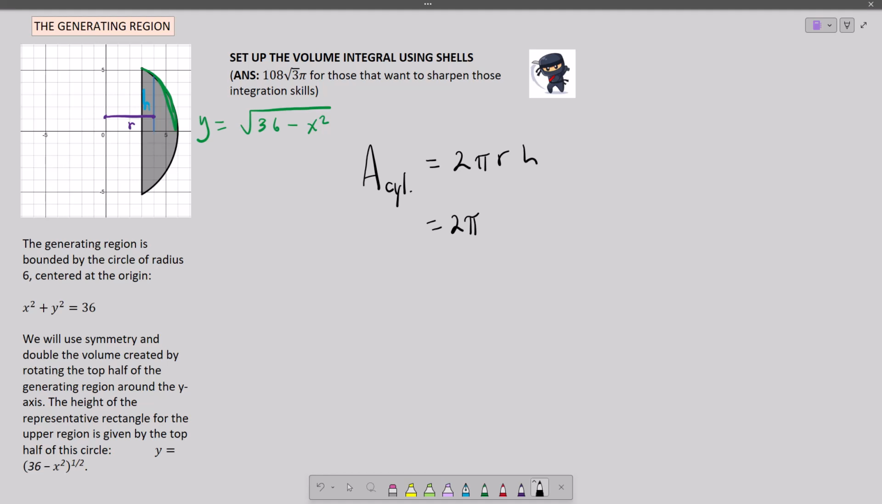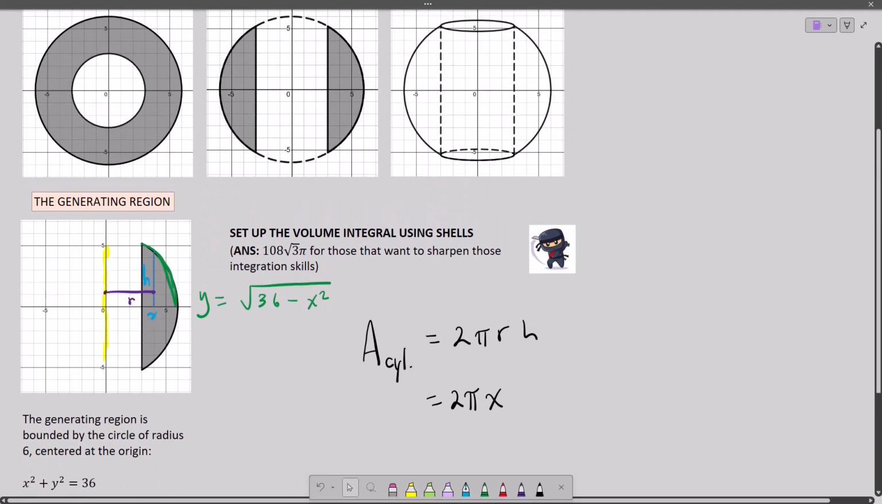So this vertical element that we draw, anytime we draw a vertical element, it's at a random x, horizontal element at a random y. So this vertical element, I'm going to put an x right there, it's at a random x. So what do you think the radius is? X. That's the radius. That's how far we are from the axis of rotation. We're rotating right around the y-axis. If we rotate that shape around the y-axis, we're going to get the napkin ring or the bead.